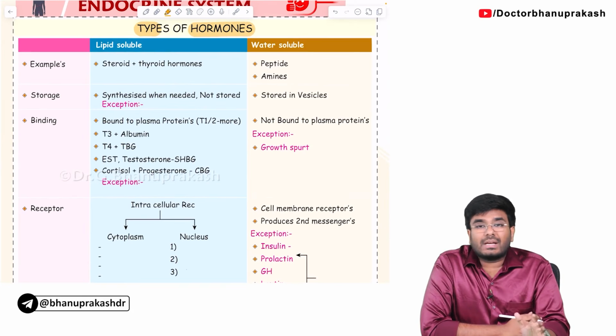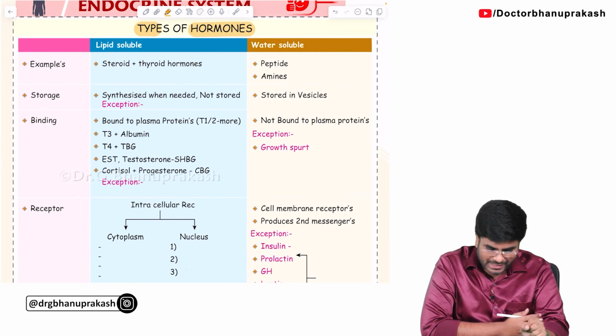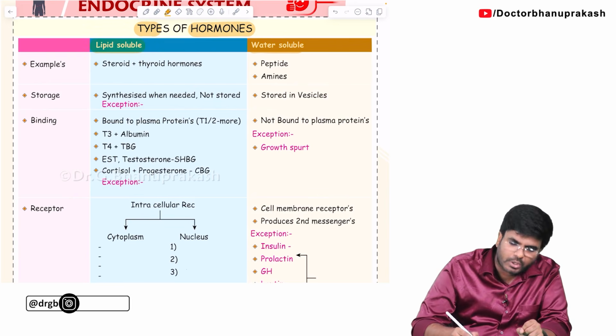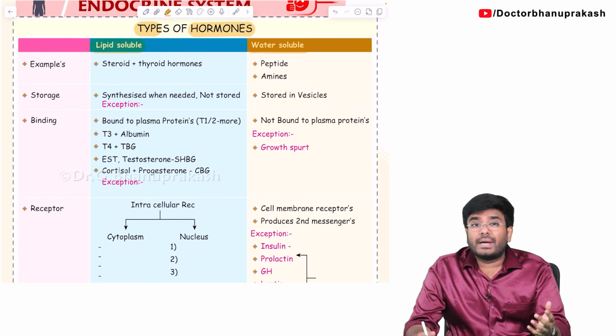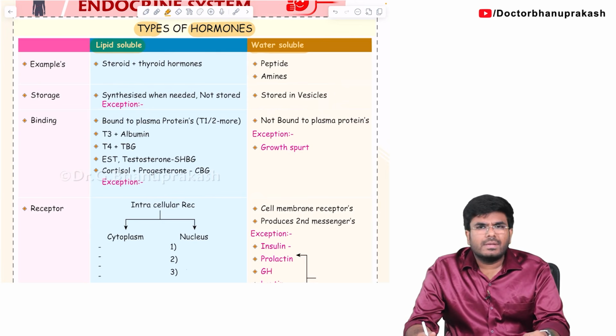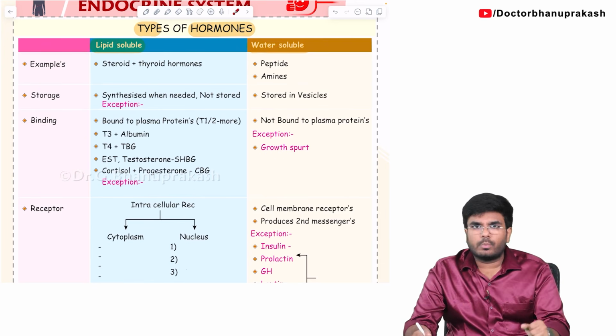Now in this video let's see what are the different types of hormones. Mainly the hormones are classified into two types: lipid soluble hormones and water soluble hormones. There are different classifications, like hormones can be divided into peptide hormones, amino acid derived hormones or steroid hormones. But the classification that I am using, hormones are mainly divided into lipid soluble hormones or water soluble hormones.